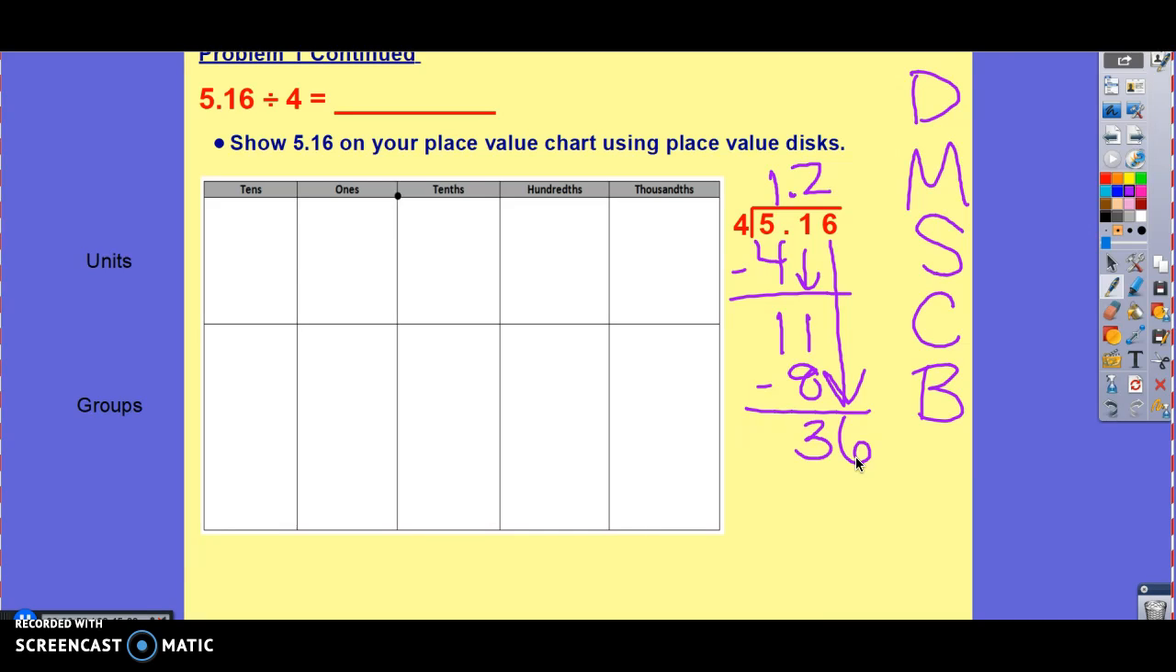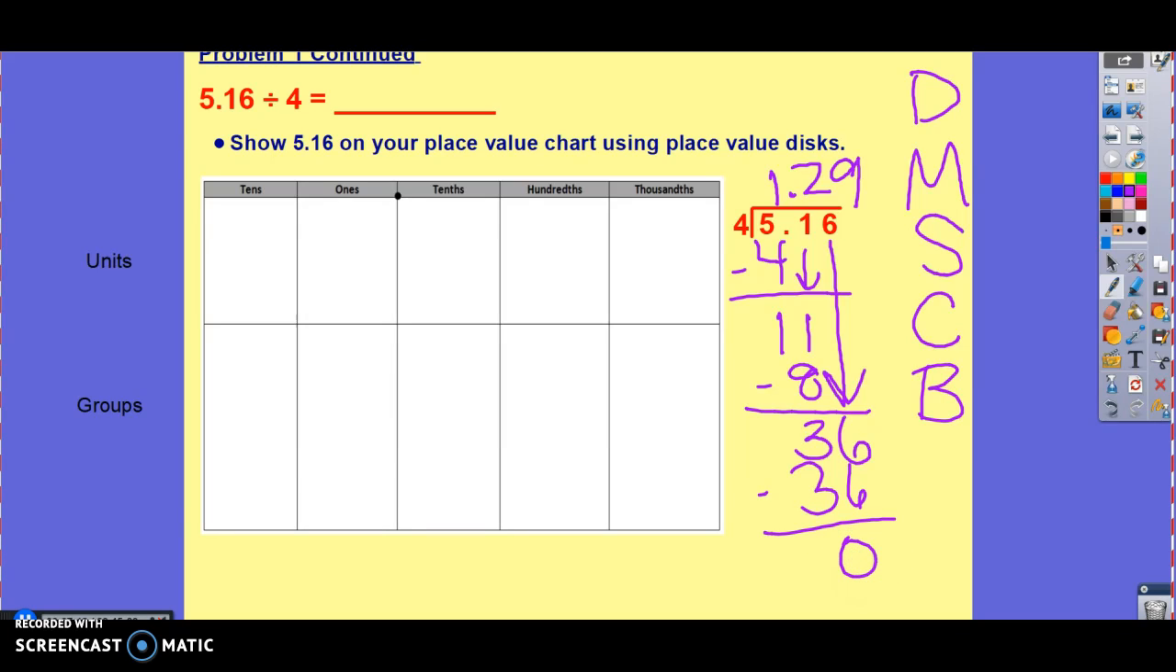4 into 36. 4 is going to go into 36 an even number of times without going over. Remember your multiplication facts. What times 4 gives you 36? We're looking at 9. 9 times 4 will give us an even 36.